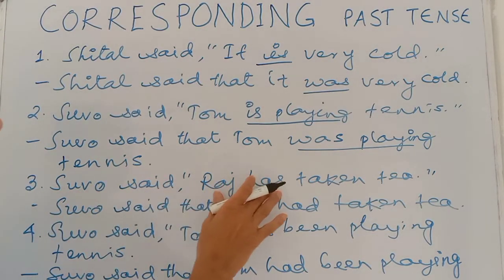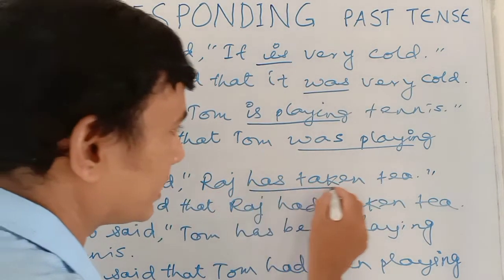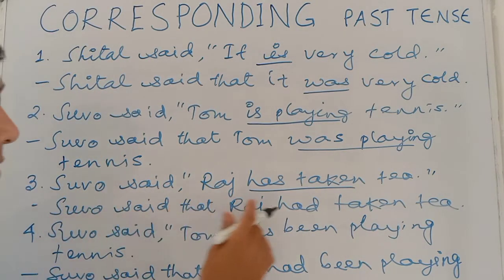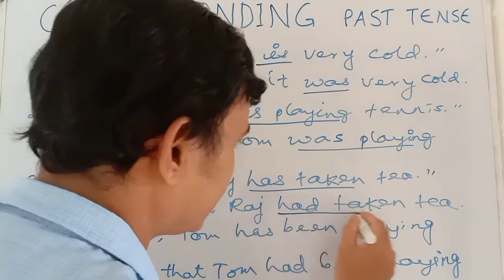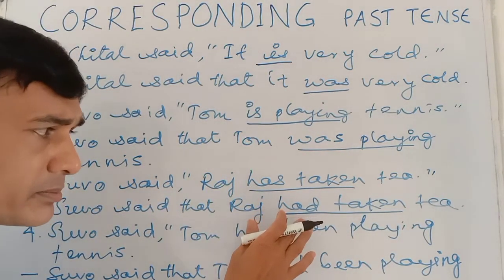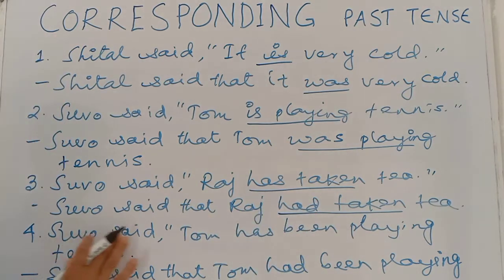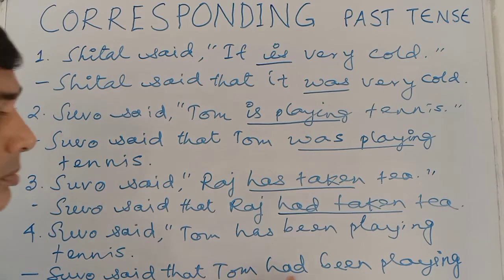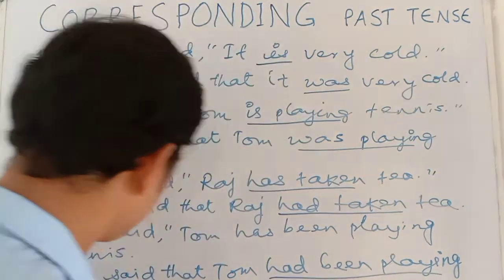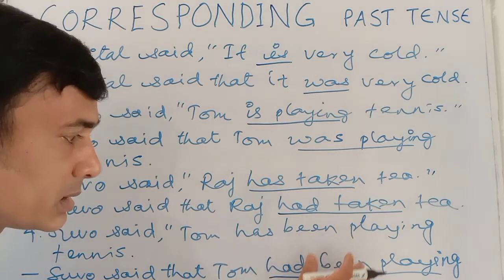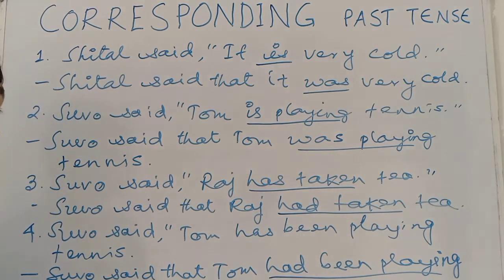Subha said, Raj has taken tea. Has taken, present perfect. Subha said that Raj had taken. Present perfect has become past perfect. Shubho said, Tom has been playing tennis. Shubho said that Tom had been playing tennis. So present perfect continuous tense has become past perfect continuous tense.